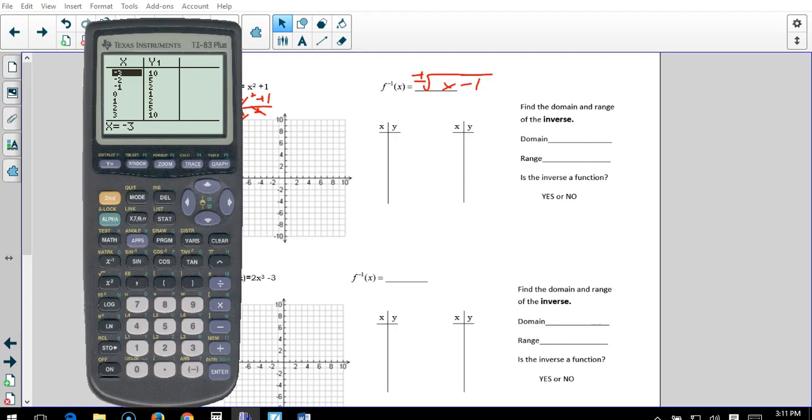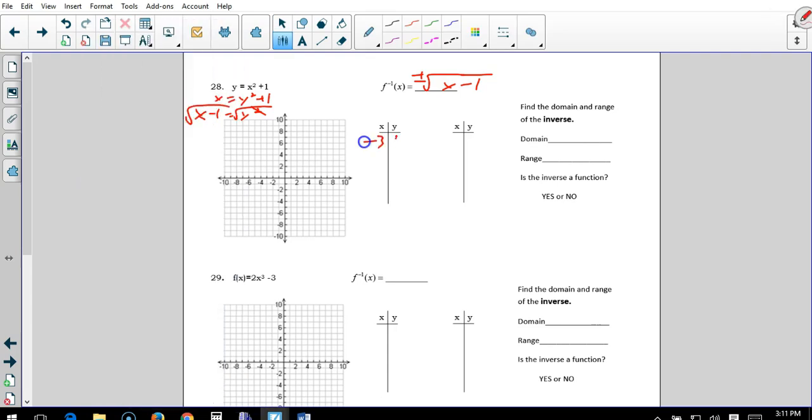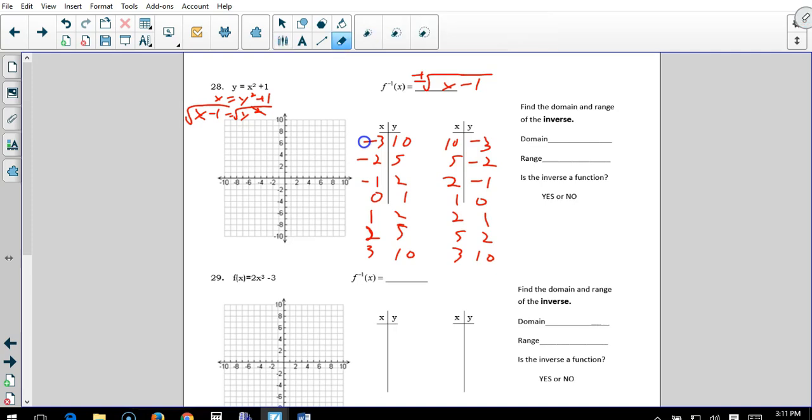So we're going to have points like negative 3, 10, negative 2, 5, negative 1, 2, 0, 1, 1, 2, 2, 5, 3, 10. For the inverse, we can go right now. 10, negative 3, 5, negative 2, 2, negative 1, 1, 0, 2, 1, 5, 2, and 10, 3. Sorry, 10, 3. I'm doing so well.